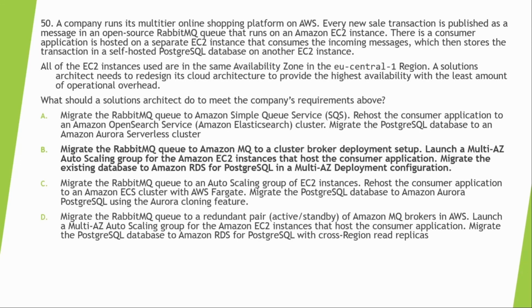So the correct answer is to migrate RabbitMQ to MQ in a cluster broker deployment setup, like Kafka, then launch an auto-scaling group of EC2 instances in multi-AZ to host the consumer application, and then migrate the database to RDS in a multi-AZ deployment feature.